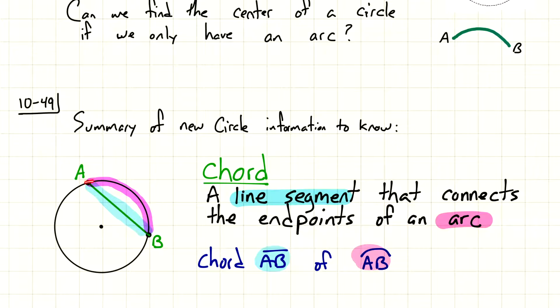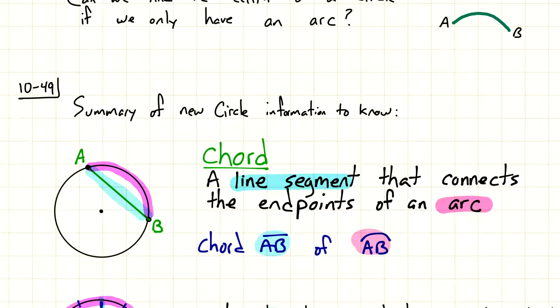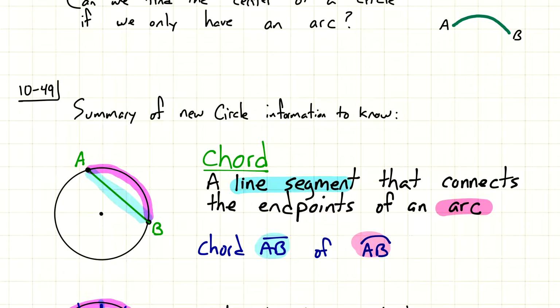So in this case, if I have arc AB, this curved portion, endpoints being A and B. If I draw a straight line from A to B, we call this a chord. So technically, we've already been talking about chords for a while now. If I talk about, let's say, an arc that covers half of the circle, then there's a chord that goes right down the middle. So diameter would be another type of chord that we've already been exposed to.